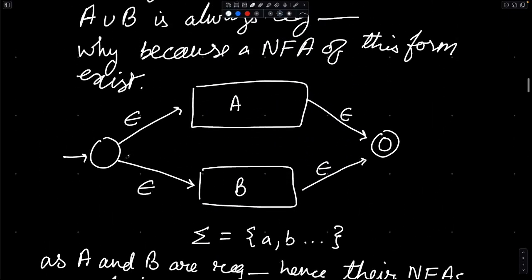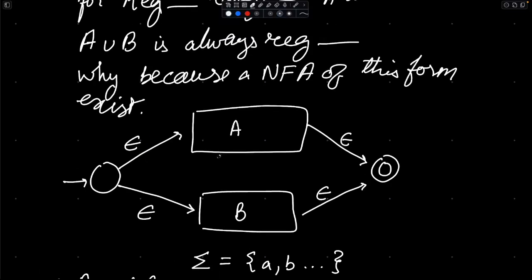So we can draw epsilon transitions into A and into B, and from the end state of A we can draw an epsilon transition into a final end state like this, right? This is going to give you a very good pictorial representation. This is giving us an NFA, and A has its own NFA because it is a regular language, so its NFA must exist. B must have its own NFA because it is also regular. So the whole NFA is constructed.